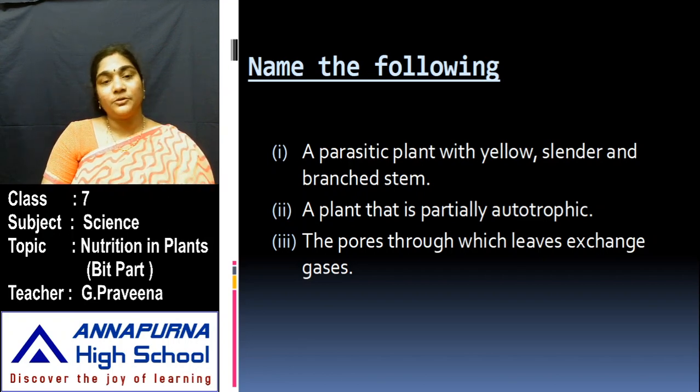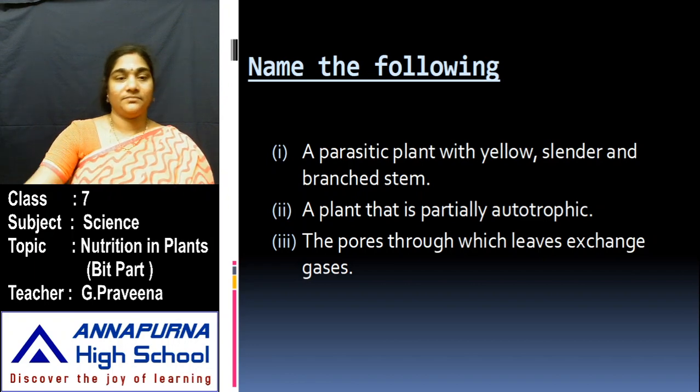Next one, the pores through which leaves exchange gases. So as the leaf consists of some pore-like structures that help in the exchange of gases. They take in carbon dioxide and give out oxygen. So what is the name of that pore called as? So take a pause and try to answer these questions.